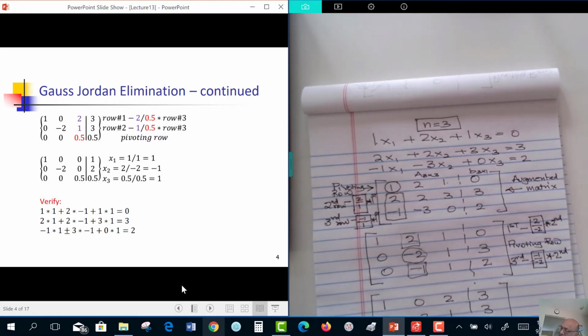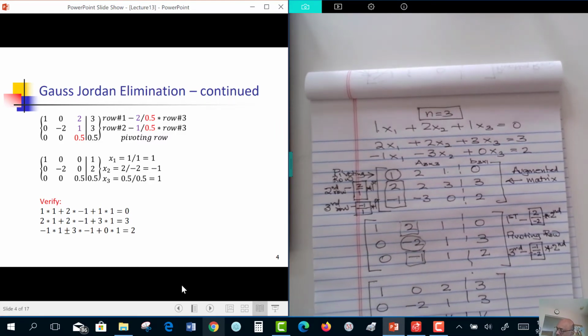Okay, so we have finished step 2. Now we are in step 3. In step 3, this becomes the pivoting row. So this is our pivoting element. We want to get zeros here.